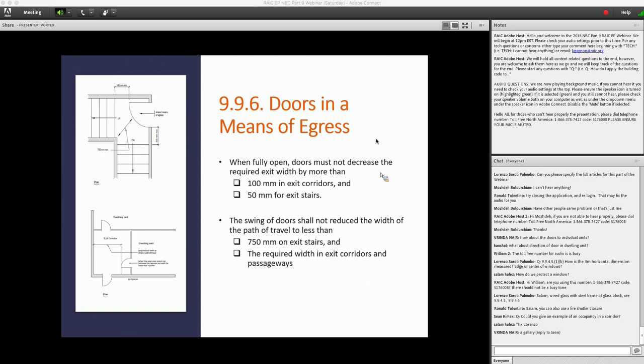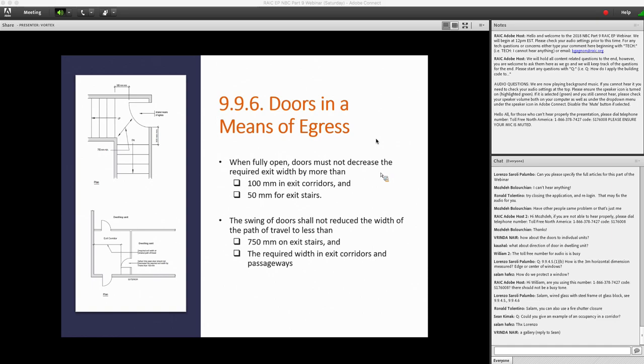So we will move on to subsection 9.9.6 of the code, doors in a means of egress. Obviously your door will be providing access from, for instance, a floor area to an exit stair. So what are the requirements for doors that are in a means of egress and that provide access to an exit?